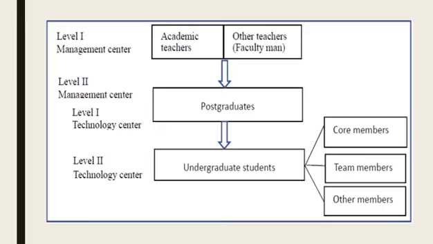This is the table for presenting this teaching mode. The first level is called Management Center, organized by academic teachers and other faculty teachers, and they try to guide the postgraduate students to independent skills and research. Then these postgraduate students try to transfer this knowledge and innovative skills to undergraduate students to finish their work. And these undergraduate students are divided into three types of members. The first one is core member, the second one is team member, and the third is other members.